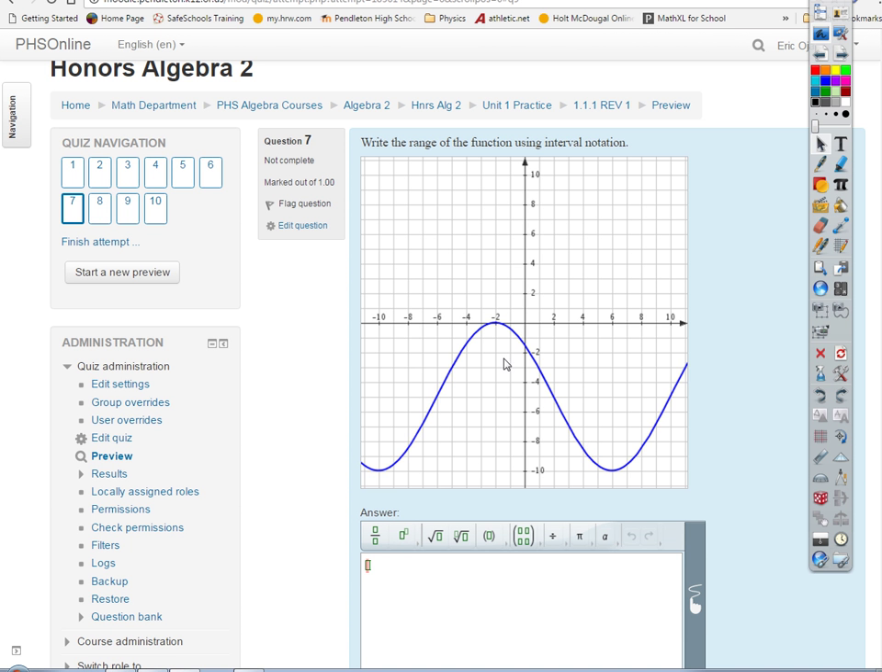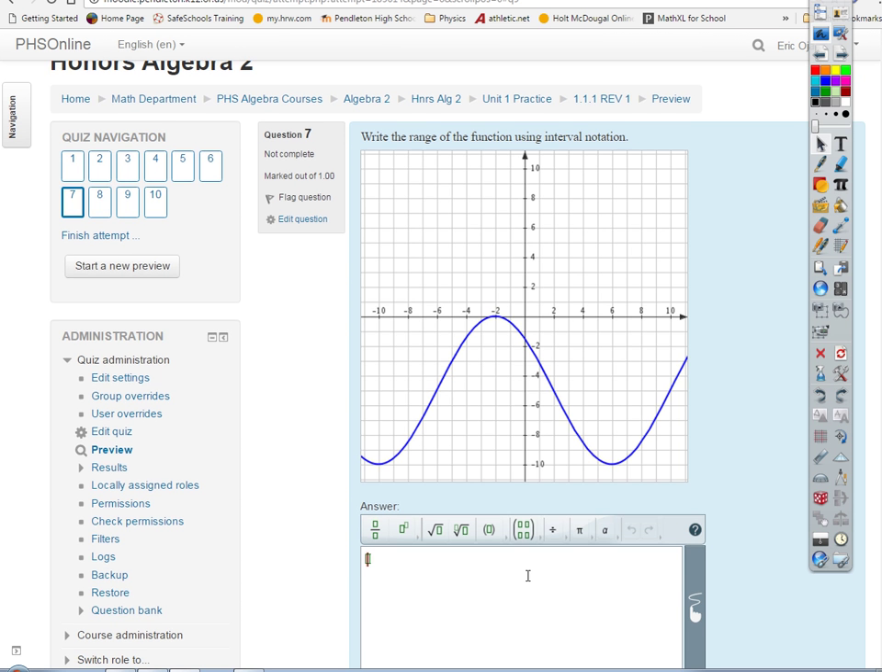Range of this function, very similar problem. The bottommost y value is -10, the topmost is 0. Using interval notation then, we would use closed brackets, square brackets, and go from -10 to 0.